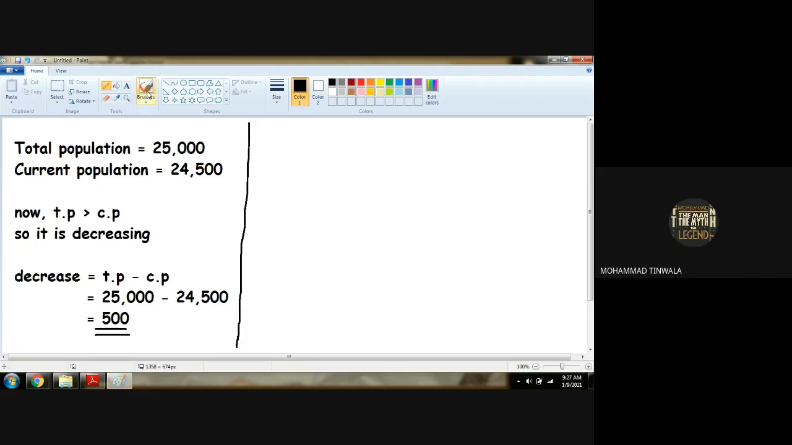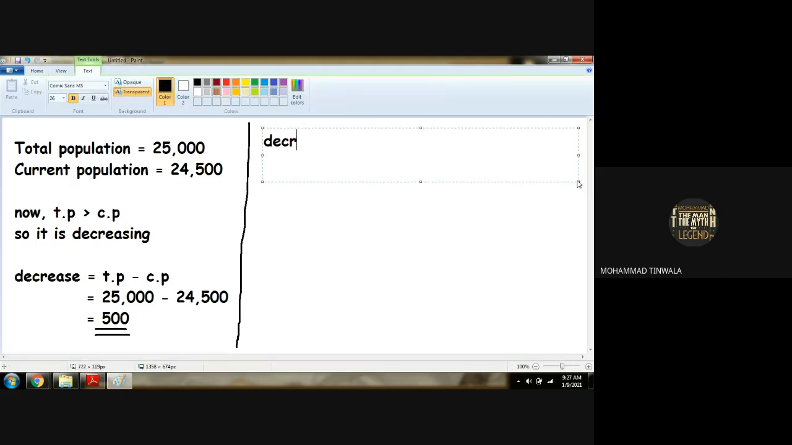The other half is the decrease percentage, that means loss percentage. Decrease percentage is equal to decrease upon total population, multiplied by 100. Am I right or wrong? Right.